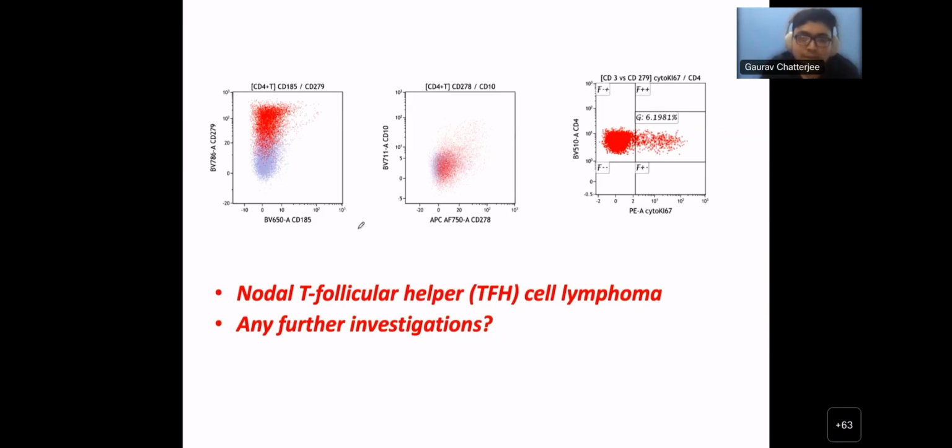So can anybody tell me what are the other things that we can do in a case of nodal TFH lymphoma? Maybe somebody in the chat section is also okay. Ankit, Vats, anyone can comment? Molecular. What molecule would you look for, Vats? Do you know the molecular picture of nodal TFH lymphoma?